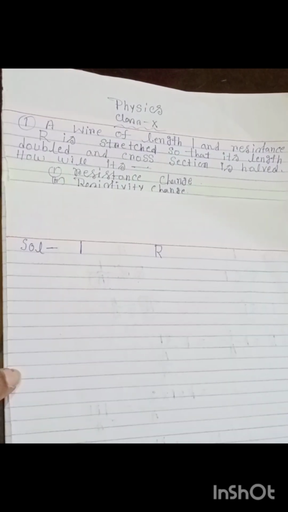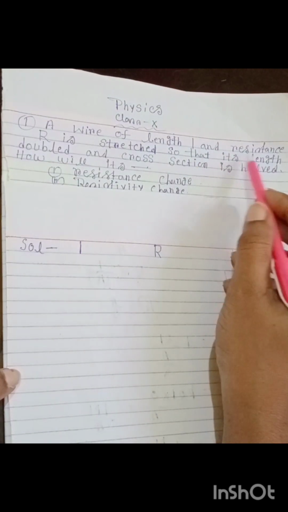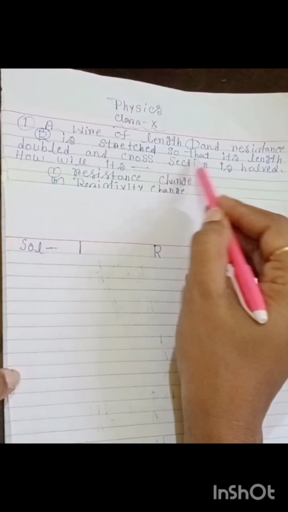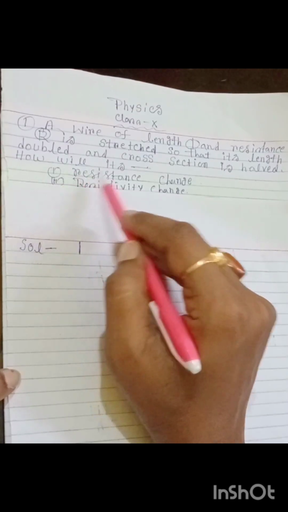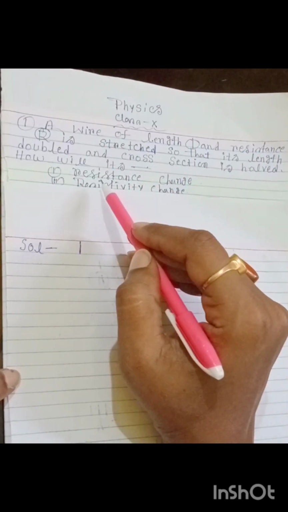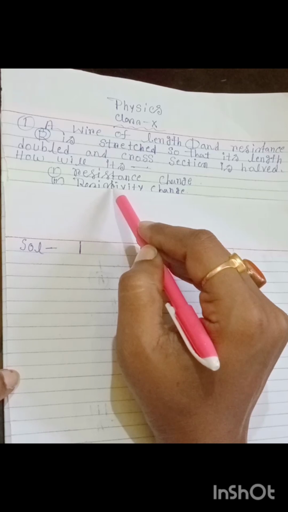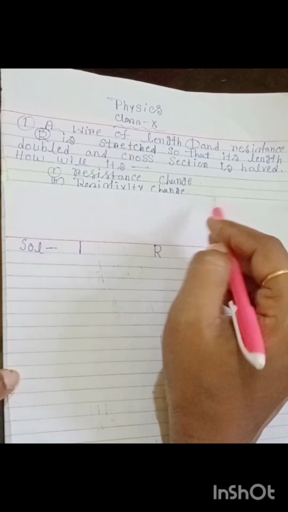Hello student, today's topic is one numerical related to electricity, and the numerical is: a wire of length L and resistance R is stretched so that its length is doubled and cross section is halved. Then how will its resistance change and resistivity change?